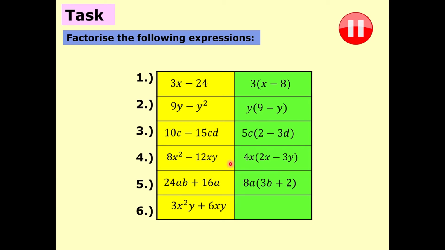And then the last one, we have a common factor of 3. So 3 for a number common factor between 3 and 6. We've then got an x as a common factor. We've also got y as a common factor. So you should have 3xy on the outside of that bracket. And then inside the bracket should have x plus 2.